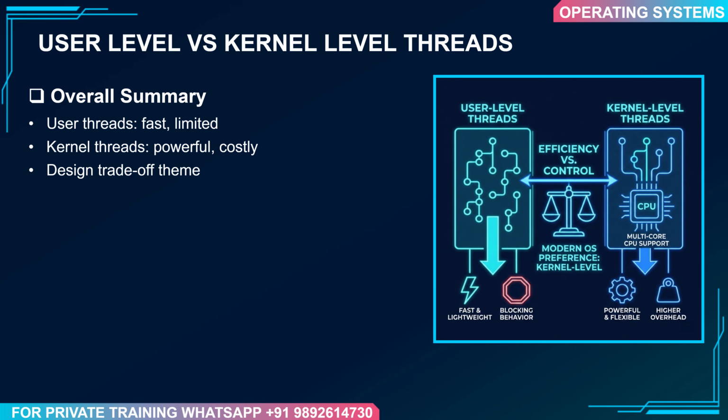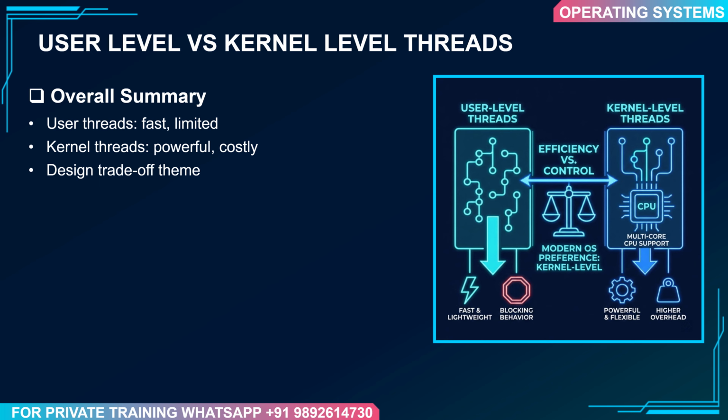In summary, user-level threads are fast and lightweight, but limited by blocking behavior and lack of true parallelism. Kernel-level threads are more powerful and flexible, but involve higher overhead. Modern operating systems usually prefer kernel-level threads because they work better with multi-core CPUs and provide better responsiveness.